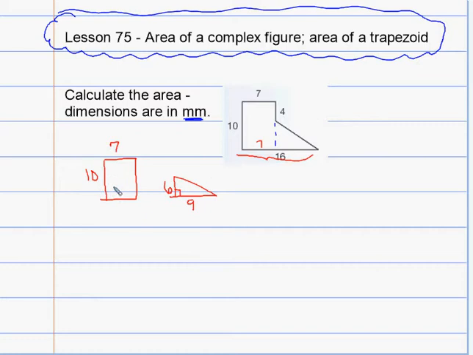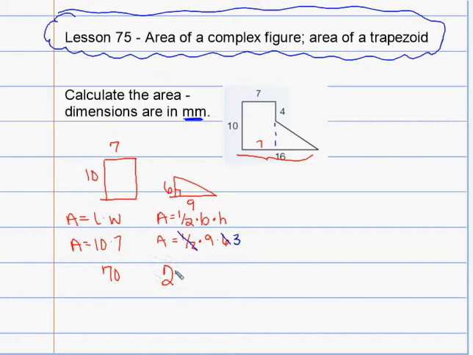so I'm going to find the area of the two shapes. Area of a rectangle is length times width, so I substitute my 10 times 7 and I get 70. Area of a triangle is 1/2 base times height. So this is going to be 1/2 of 9 times 6. And now here I can simplify 1/2 of 6. I can do that right now. 3. So when I multiply, I get 27.